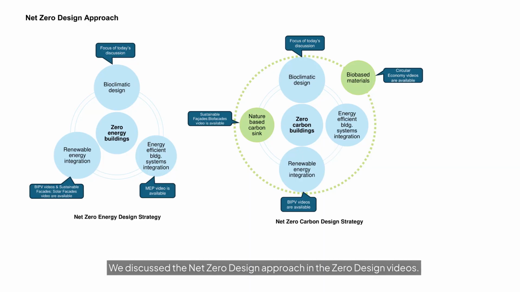We discussed the net zero design approach in the zero design videos. The net zero energy approach on the left consists of bioclimatic design, energy efficient systems, and renewable energy integration. The design goal is to reduce energy use through bioclimatic strategies and energy efficient building service systems. Then, the on-site renewable energy system is integrated to support building operations.